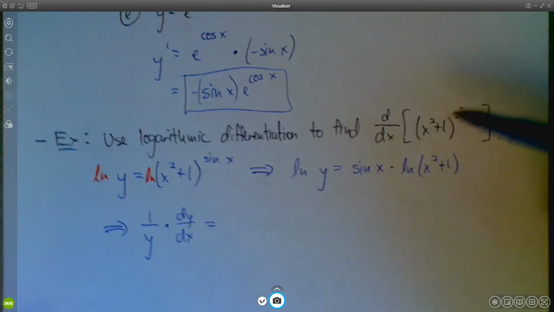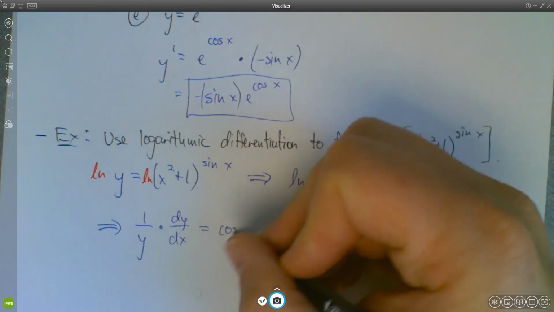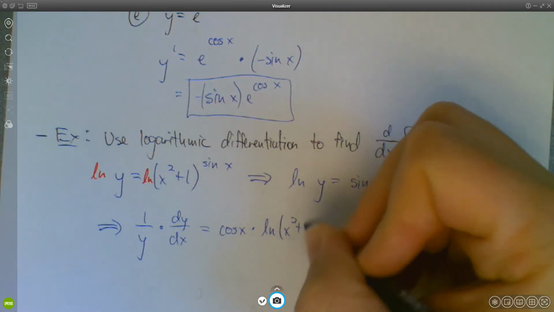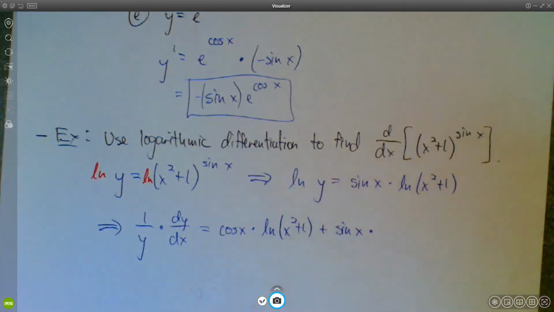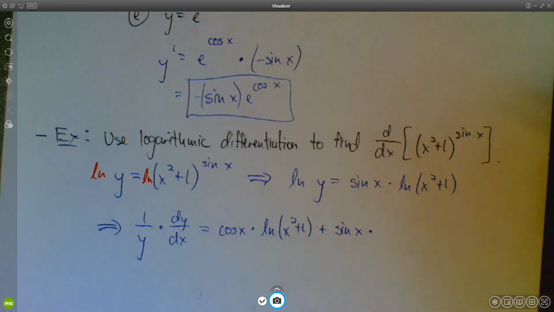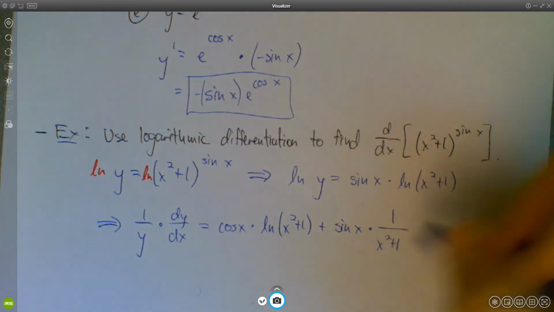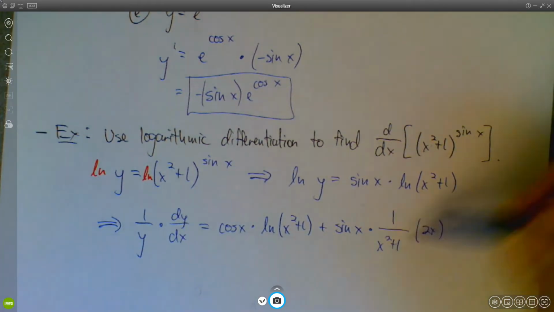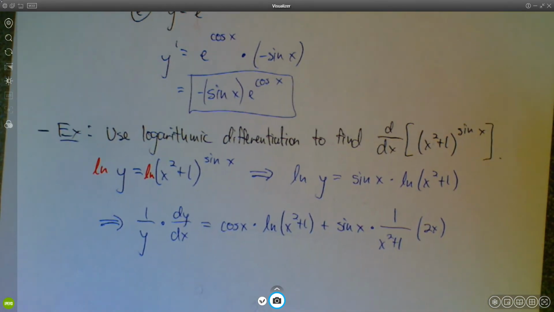And then we would use a product rule here, right? So we say derivative of the first times the second plus the first times the derivative of the second. Derivative of ln of x squared plus 1 is going to be 1 over x squared plus 1 times 2x, right? Chain rule. So it's 1 over x squared plus 1 times 2x.